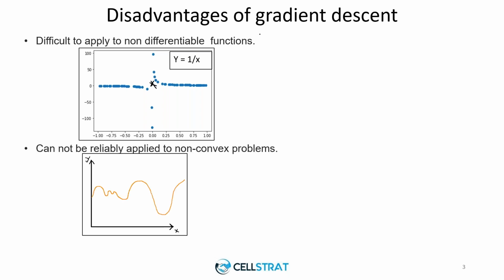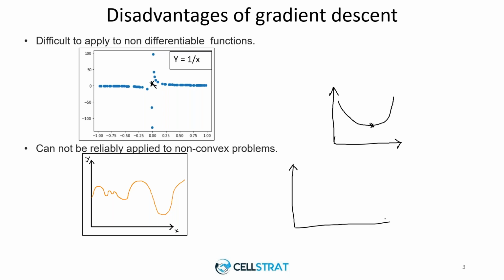Another problem is that it cannot be reliably applied to non-convex problems. As I was showing in the previous slide, in the graph of mean square error versus number of iterations, we saw that we got a beautiful convex shape. The mean square error gives this convex shape, and we know that there is only one minimum, one global minimum. But not all cost functions would give you this beautiful convex shape. You might get irregular shapes like this for various other cost functions.